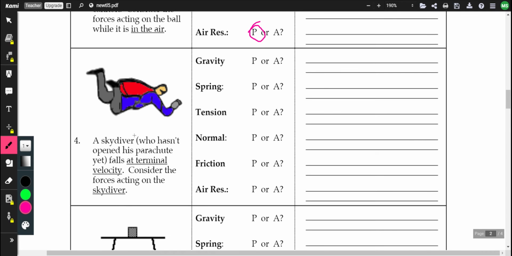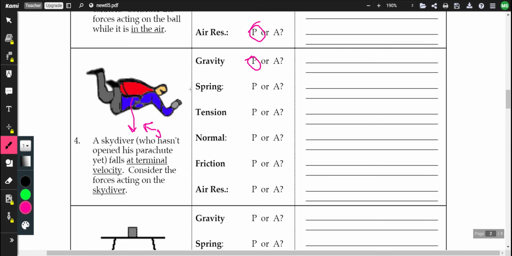So this one, slightly different question. It does say that he's moving at terminal velocity. Essentially, what that means is that the guy is not accelerating. He's moving at a constant speed now, but he hasn't opened his parachute yet. So again, we know that there's the force of gravity pulling on this person downwards.